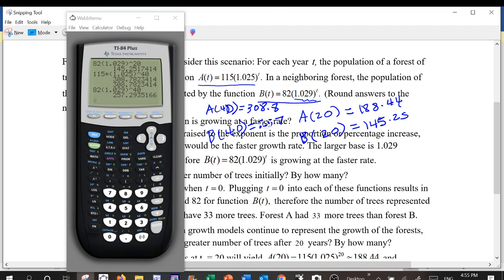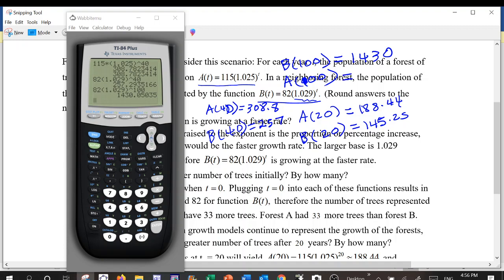What does that mean? That means that A has 308 after 40 years, and B has 257. It's still not exactly more, right? But what if we go to 100 years? In 100 years, B of 100 is 1,430 approximately. And what is A of 100?